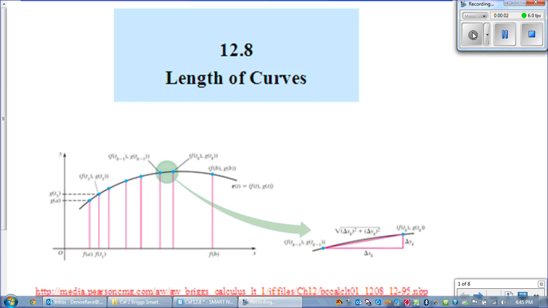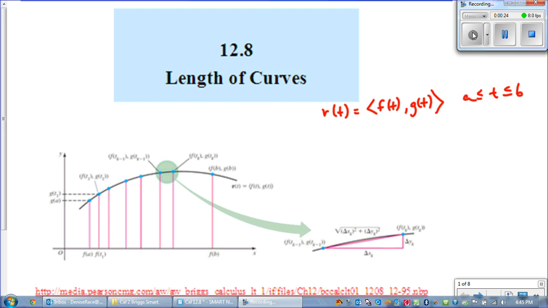We want to approximate the length of curves. We'll do that by taking our parameterized curve, r of t equals f of t, g of t, for some t values between a and b.